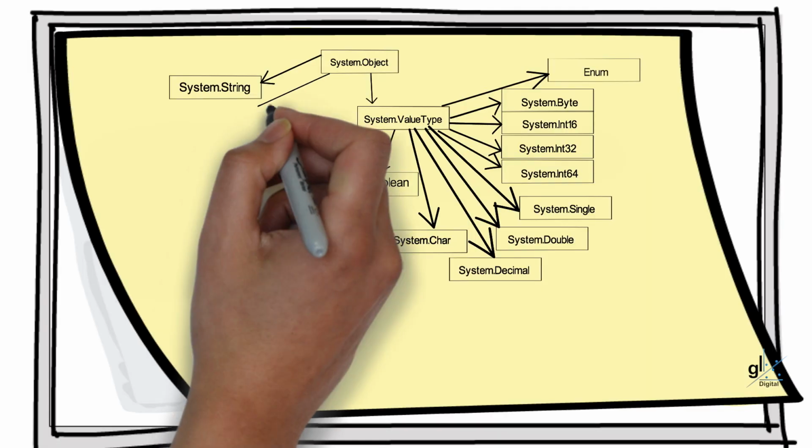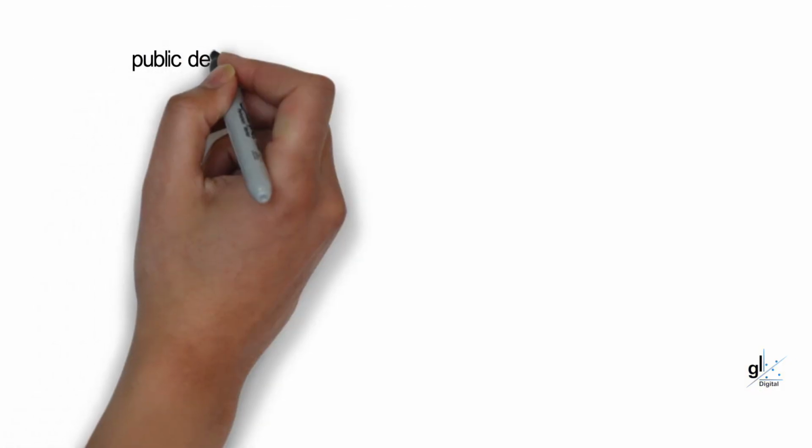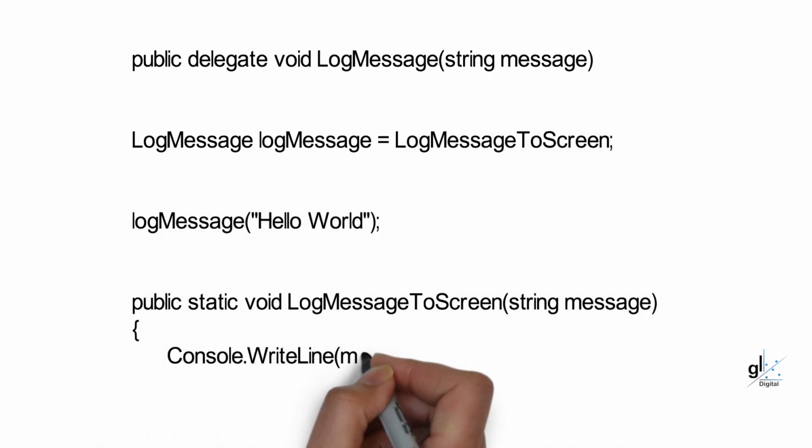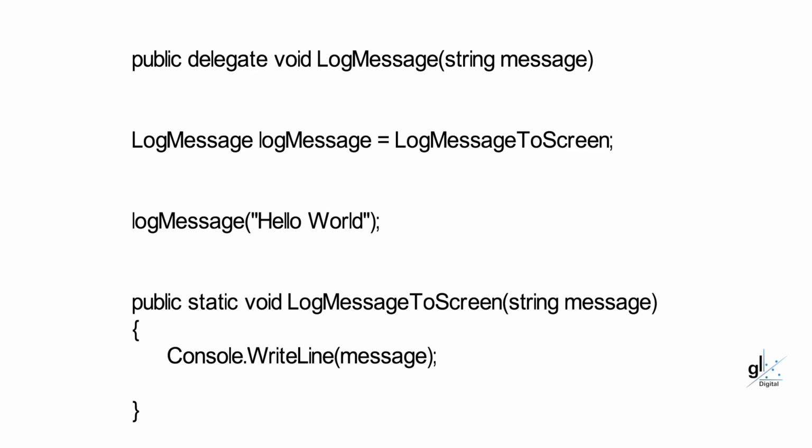Delegate. Delegates allow the programmer to encapsulate a reference to a method inside a delegate object. Delegates are reference types. All the delegates are implicitly derived from the System.Delegate class.